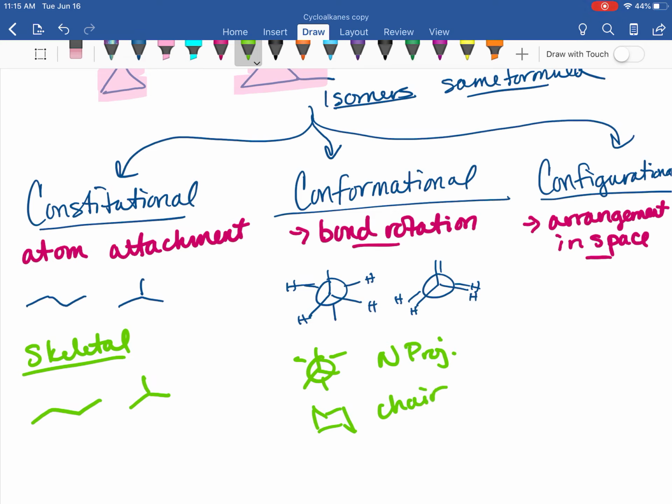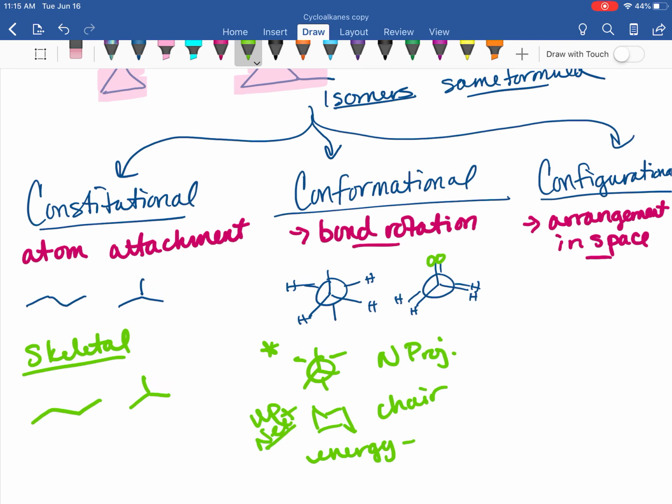We have a very specific way to draw this because we're looking at the energy of where stuff is in space. So these two methyls being next to each other, that is going to take energy. Our Newman projection shows that. It'll be the same with our chair. So we're going to need to draw a different way. We've already done this one. This one is coming up next.